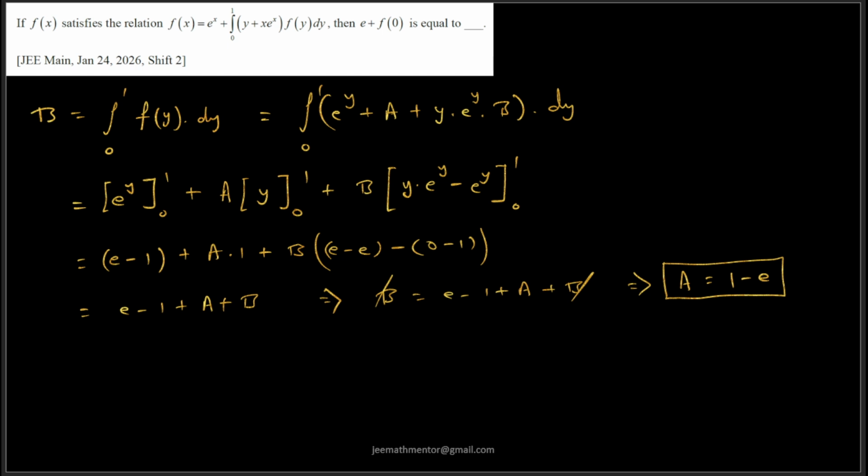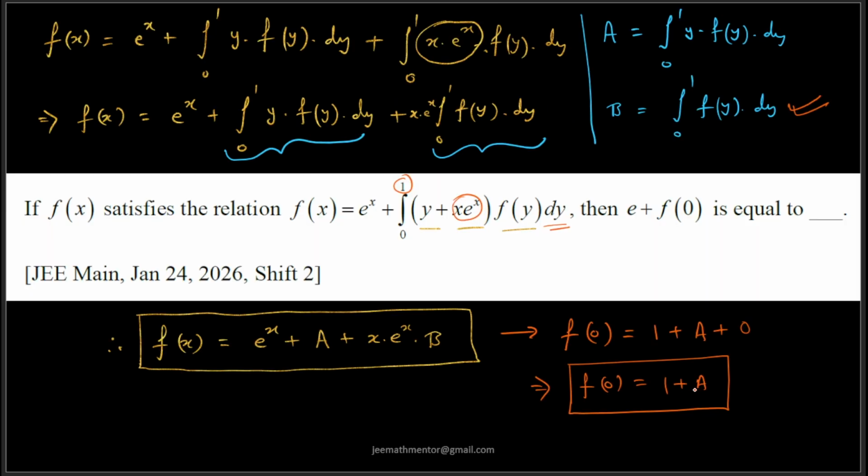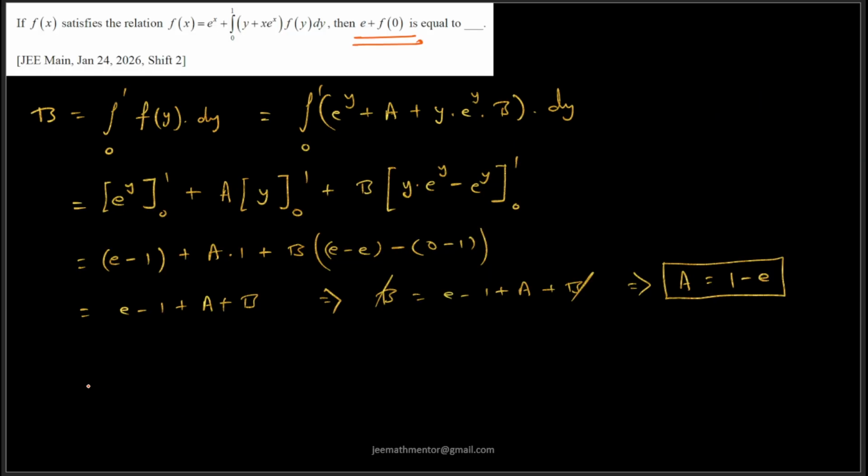Now again, if we are mechanically solving, we might be interested to find out the value of b now. But if you look at the question carefully, the question is simply to find the value of e plus f0. And don't forget, earlier we found out f0 was 1 plus a. So simply e plus f0 would be e plus 1 plus a. But we just found out that a is 1 minus e. So replacing a with 1 minus e, the e here gets cancelled. The answer to this question simply becomes 2.